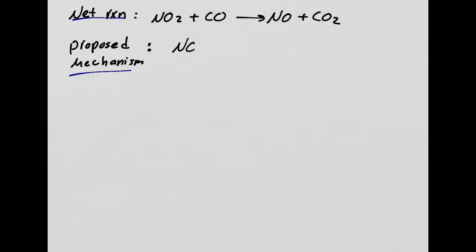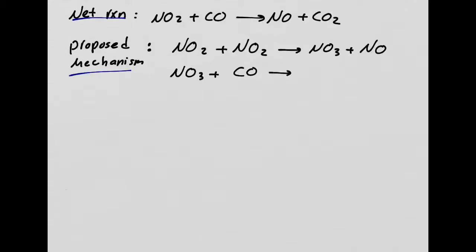Here's the proposed mechanism I looked up for this. NO2 plus NO2 goes to NO3 plus NO. And then NO3 plus CO goes to NO2 plus CO2. The other piece of information that I found out was that the top one is my slow reaction and the bottom one is my fast reaction.